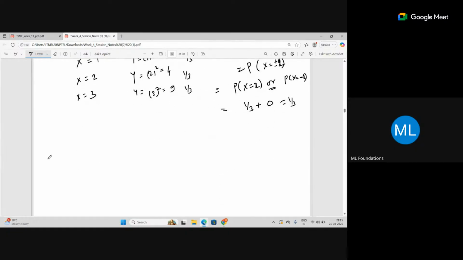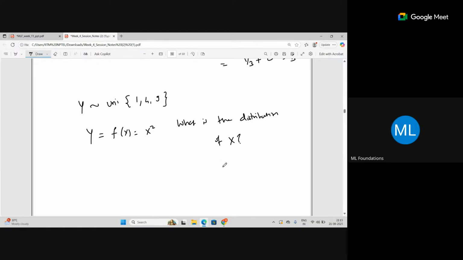So suppose y is a uniform discrete random variable with values 1, 4 and 9, and suppose y is a function of x, which is equal to x square. Now if I say that, what is the distribution of x? How do you find it out now? Previously we were able to do it. Now how do you find it out?